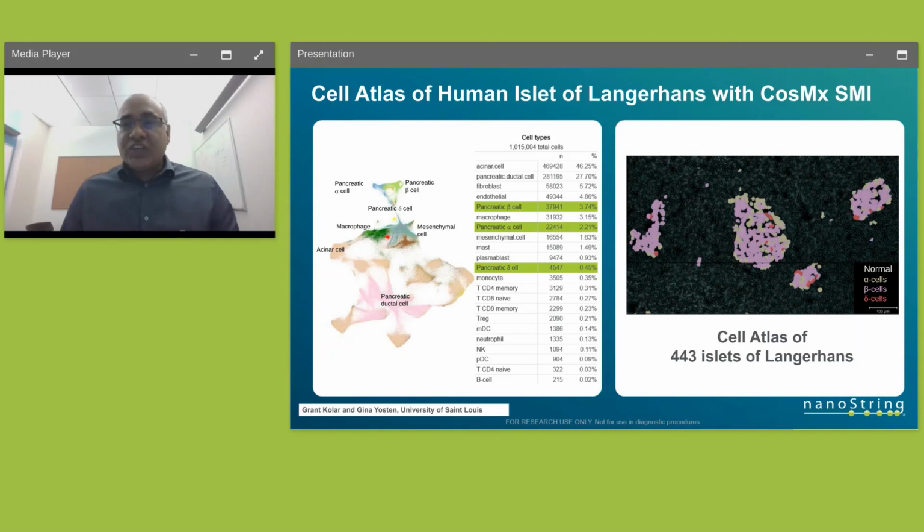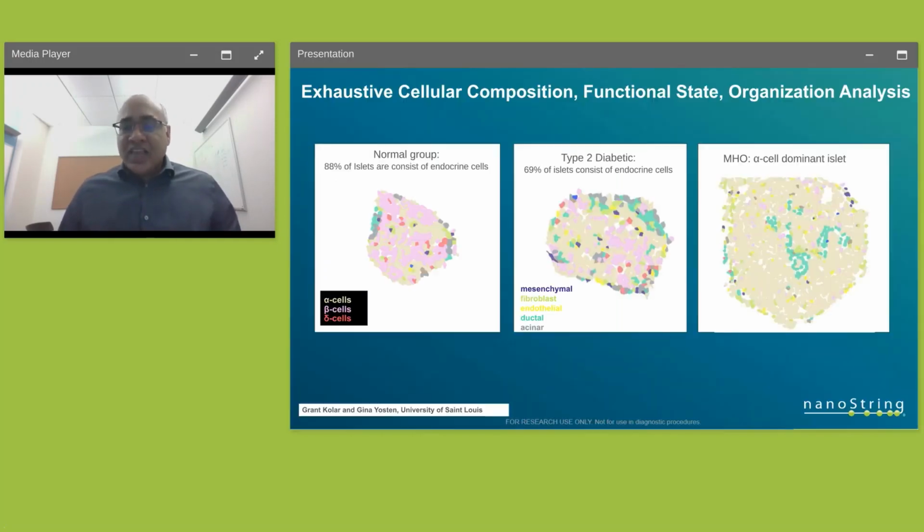However, this project is focused on endocrine cells, and CosMx successfully detected pancreatic beta cells, alpha cells, as well as relatively rare delta cells. Researchers used CosMx to define a cell atlas of more than 400 islets of Langerhans. And the cellular composition of these islets varies based upon the human population or groups.